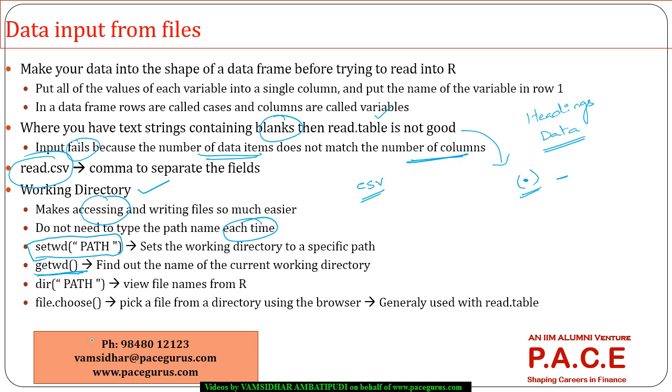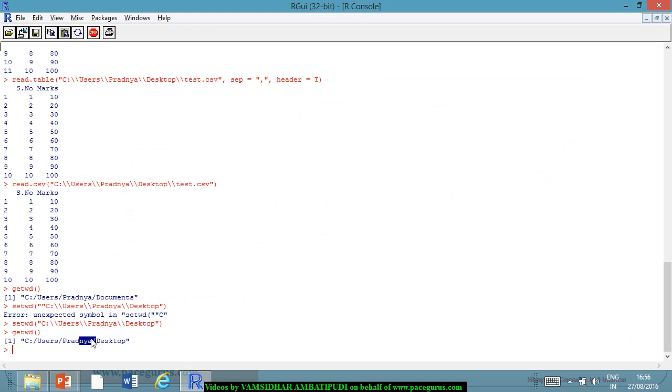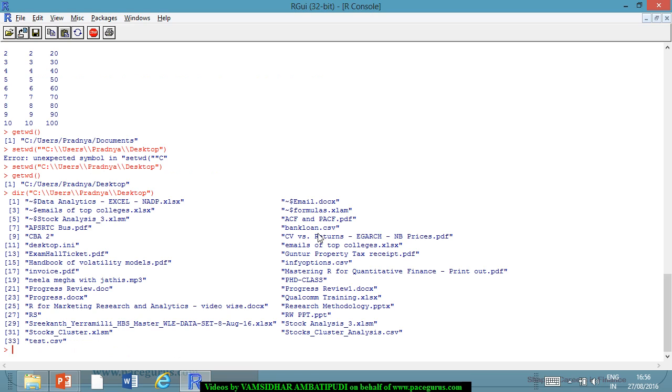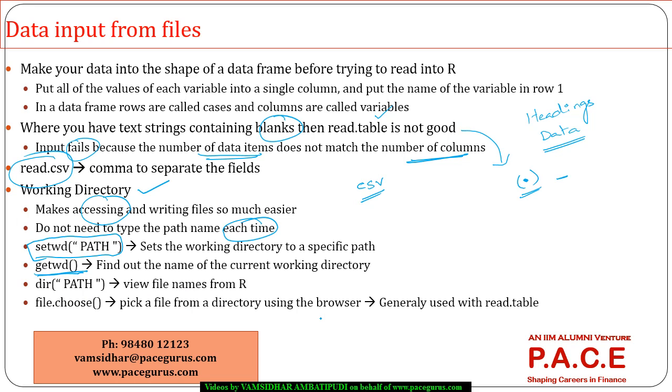Now, if I want to know what are the different files that are present as a part of my working directory, then I can use dir. Dir is the directory. So if required, I can get the directory of this path. I can give this path saying out of this path, get all the files that are present in this particular path. So it gives me the list of the files that are present in that particular path. So I can get the list of files in a particular path using dir.